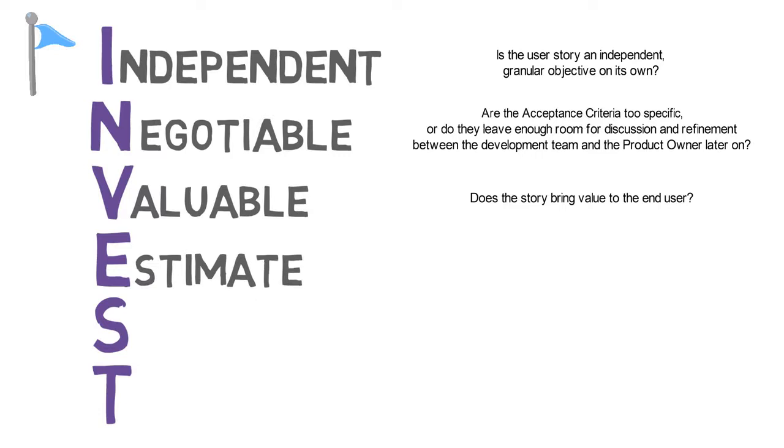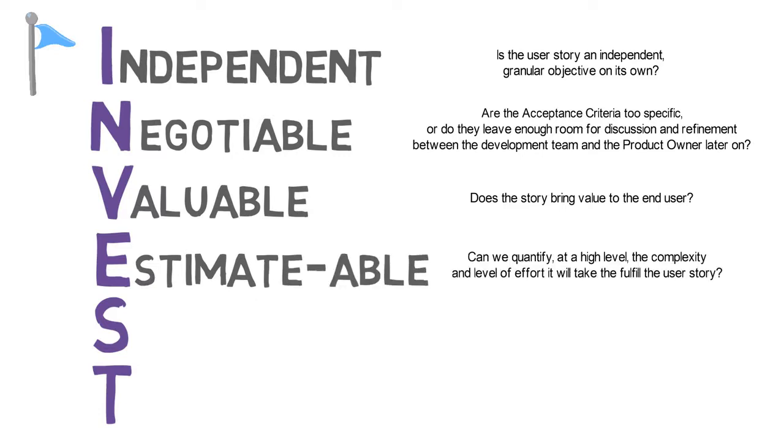The E, meaning estimatable, looks at the overall user story and asks, can we quantify at a high level the complexity and level of effort it will take to fulfill the user story? Team members usually use the planning poker method during the story point estimation process to determine a user story's estimatability. To learn more about the story point estimation process, please refer to the Agile Fundamentals video series. In our example, the user story is estimatable.